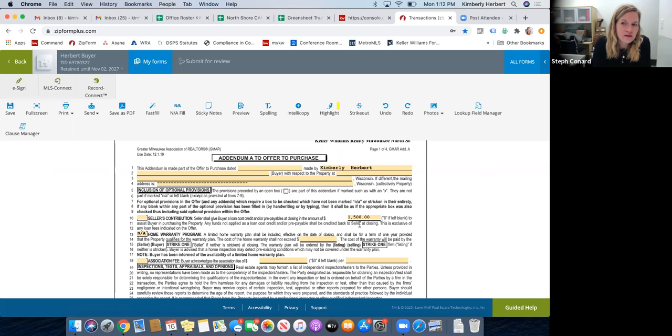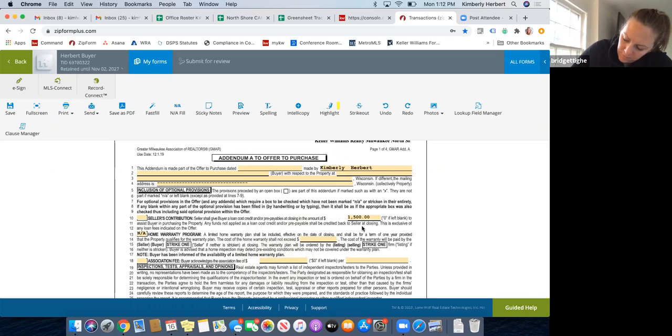Gotcha. And another point to make is to offer it as a negotiating tool on inspection. Okay. And save it for that. Yep. So if there are any minor repairs, the buyer can ask for the seller to cover closing costs at that time.